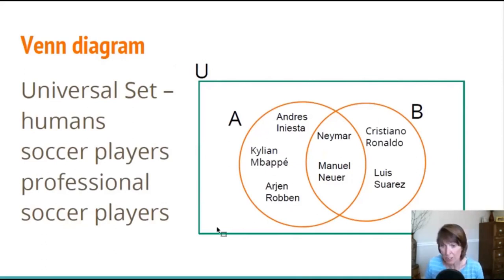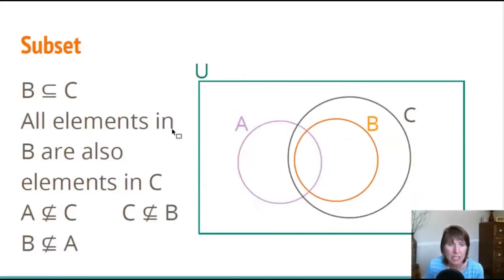And that could be the universe in this case. Or another universe might be soccer players, because all of these are soccer players. Or the universe might be professional soccer players, so soccer players who get paid to play soccer. So the universe could be any of those in this case. And often it's not described what the universe is, but you can tell by context what it is, or a variety of ones that it could be.